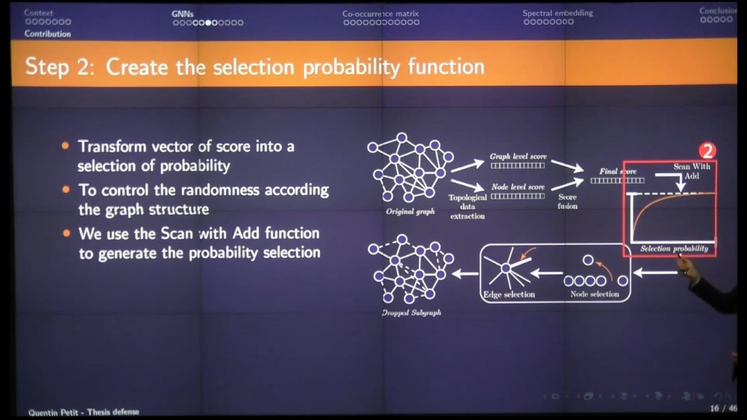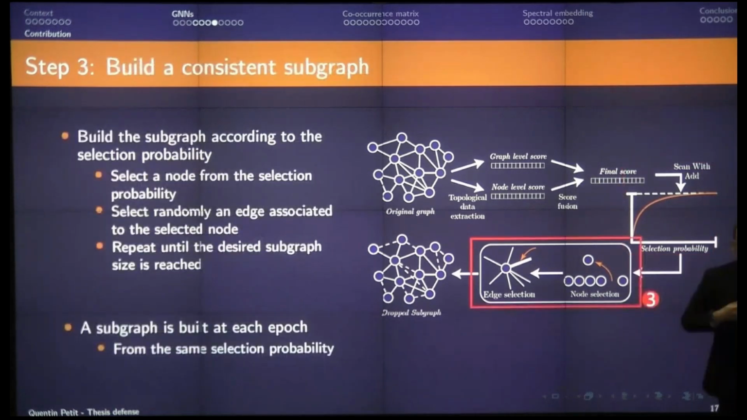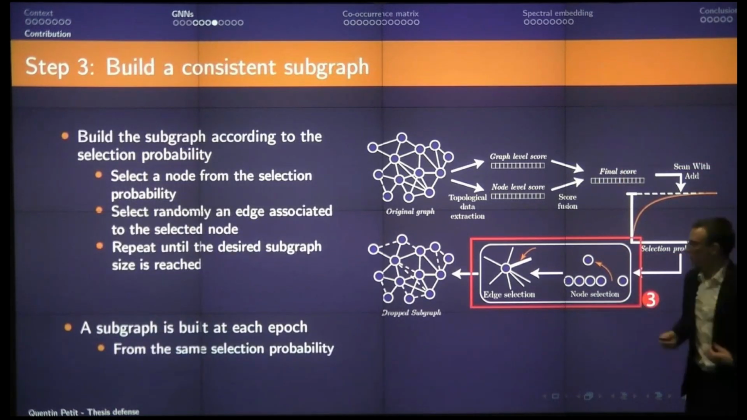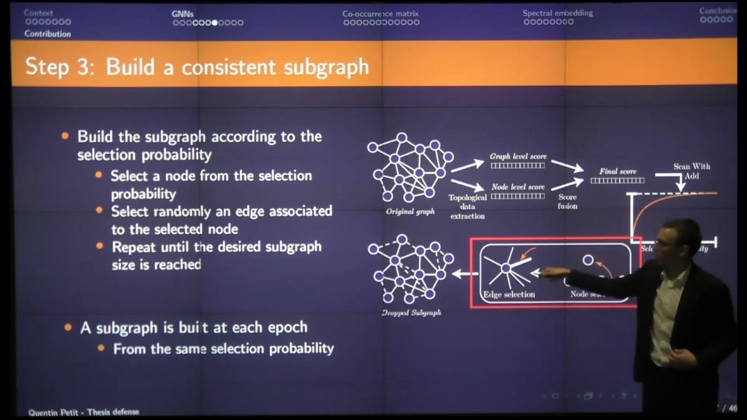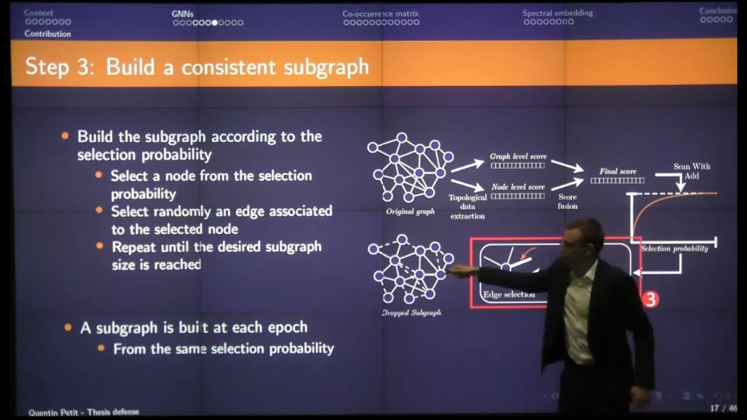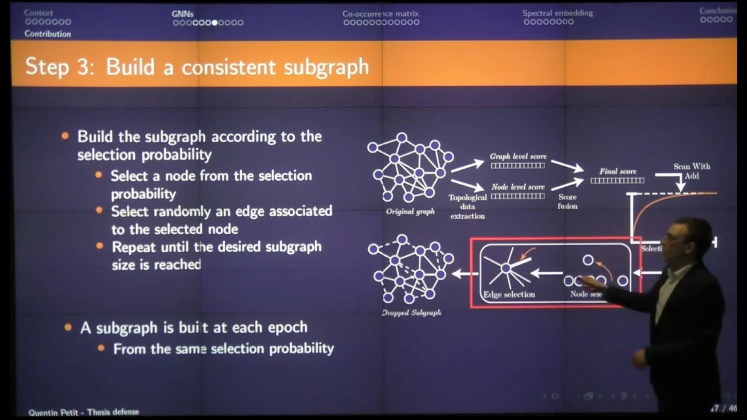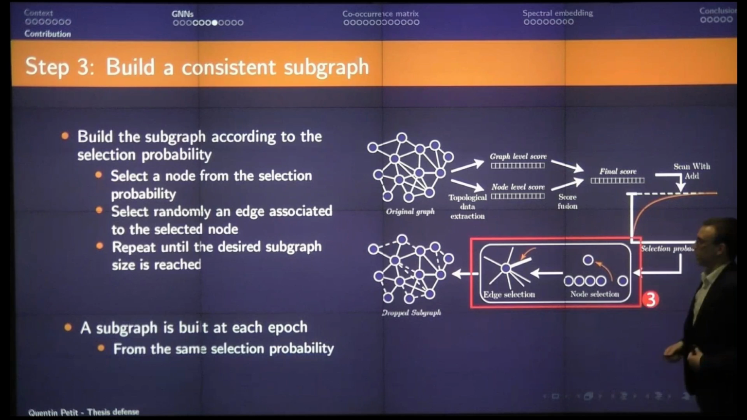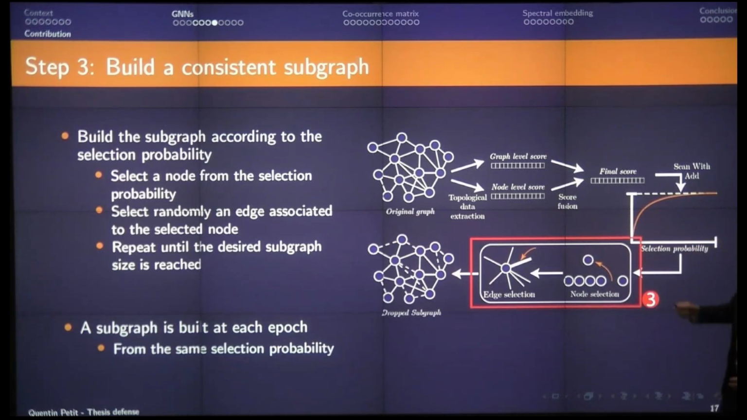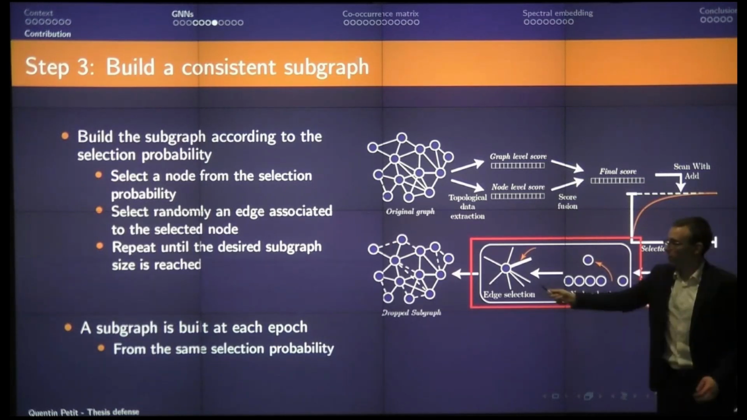And when we get the selection probability for the whole graph, at each epoch, we will build a new subgraph from this selection probability. We will select one node as a function of the probability. And when we select a node, we will select a new edge randomly, and we will add it into the new subgraph. And we will repeat this step until the size of the subgraph is enough for us. And at each epoch, we will restart to build a new subgraph.